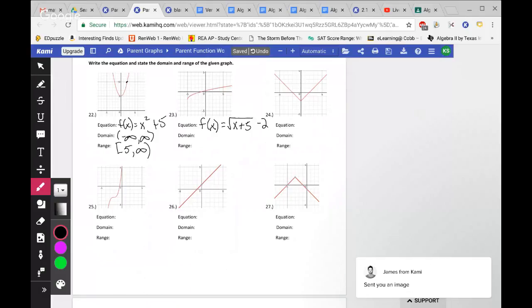And the domain? Hold on, I made a quick little mistake when I was drawing. That's okay. The domain is negative infinity to infinity? Or is it negative 5 to infinity? Yes. And the range? Negative 2 to infinity? Yes. Good job.